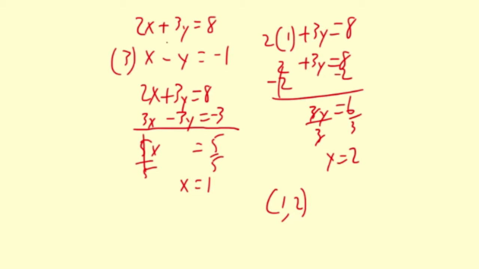Does it work? Let me check. 2 times 1 plus 3 times 2. 2 times 1 is 2. 3 times 2 is 6. 2 plus 6 makes 8. 1 minus 2 is negative 1, checking in the second equation. So that's my solution for this system.